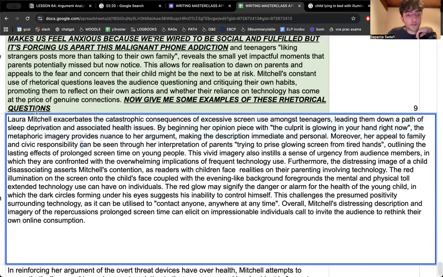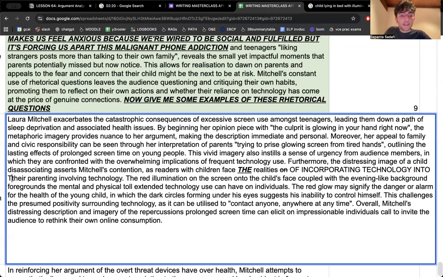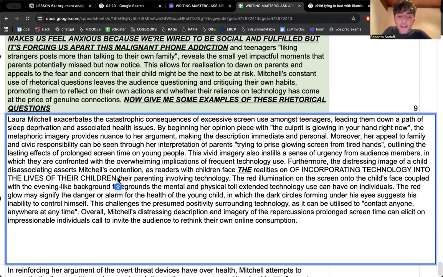Her appeal to family and civic responsibility, interpretation of parents trying to prise glowing screens from tired hands, lasting effects of prolonged screen time, vivid imagery, sense of urgency, confronted with overwhelming implications, distressing image of a child. Dissociating asserts Mitchell's contention, realities on their parents involving technologies, as readers with children face the realities of incorporating technology into the lives of their children. So it's just a wording issue.